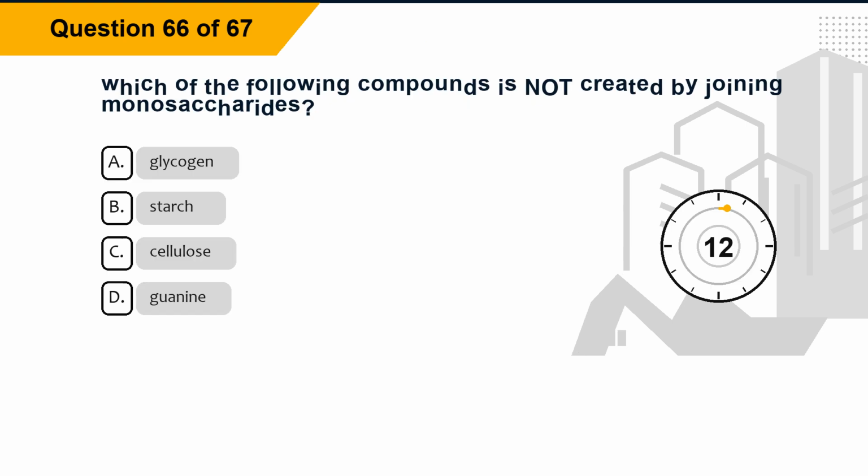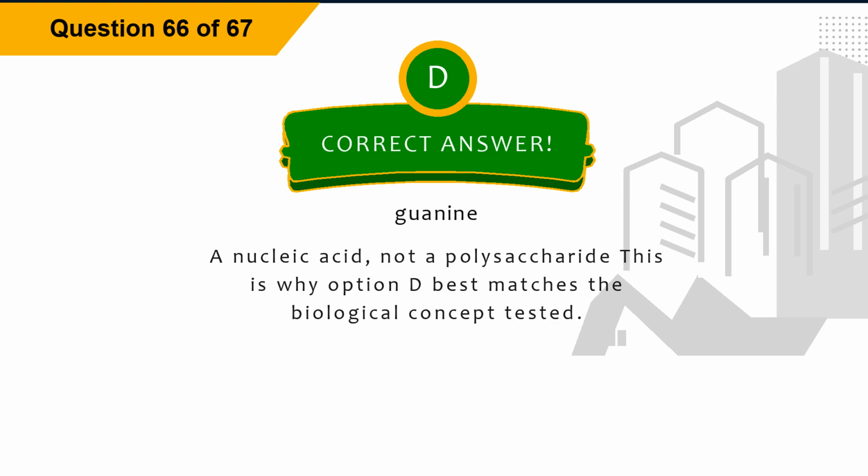Question 66. Which of the following compounds is not created by joining monosaccharides? Option A, glycogen. Option B, starch. Option C, cellulose. Option D, guanine. The correct answer is option D, guanine. Explanation: guanine is a nucleic acid component, not a polysaccharide. This is why option D best matches the biological concept tested.